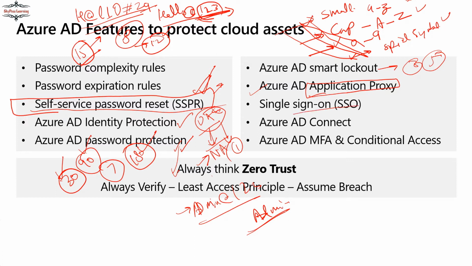SSO is obviously supported. For single sign-on, if you are going to use any Azure application, the SSO is pre-configured by Microsoft. You just have to integrate your Azure Active Directory with that particular service, and you can access it. For example, we are using Exchange Online for email, and we are using Teams. This is also a Microsoft service hosted on the cloud.